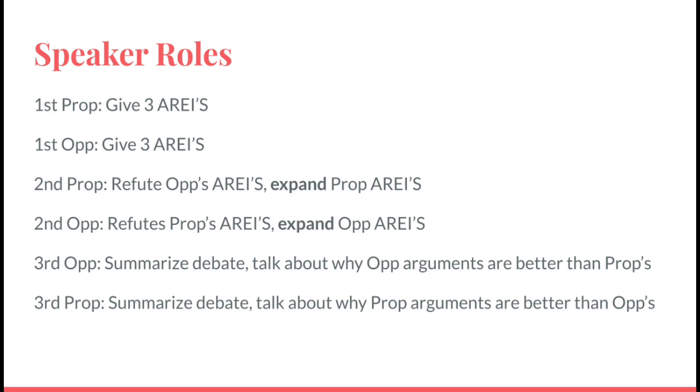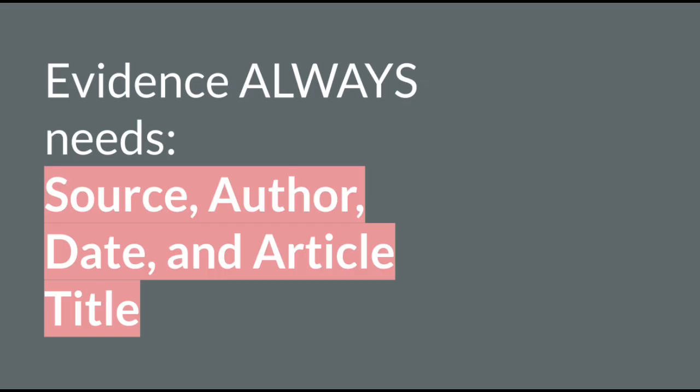For example, how many people are going to die from this? How many people are going to be happier? Maybe have a better quality of life. You can also weigh on likelihood, which is how likely something is going to happen. And during the third speech, all you do is you basically just make your argument sound really good and you focus a lot on impacts. You try to make your argument sound way more impactful than the opponent's arguments. Evidence always needs 4 main things: source, author, date, and article title.